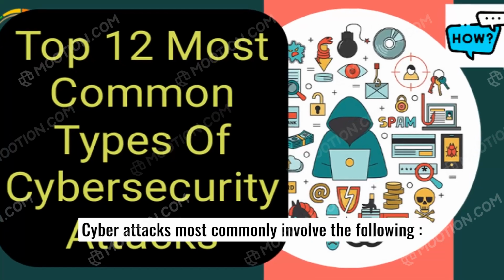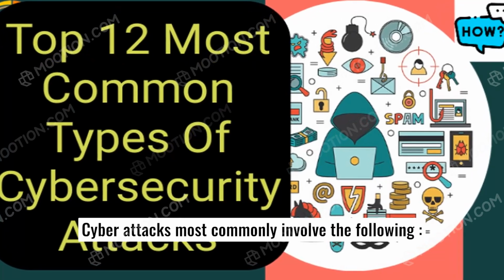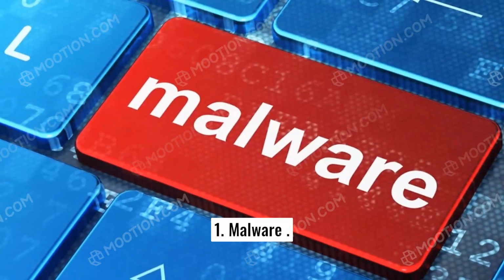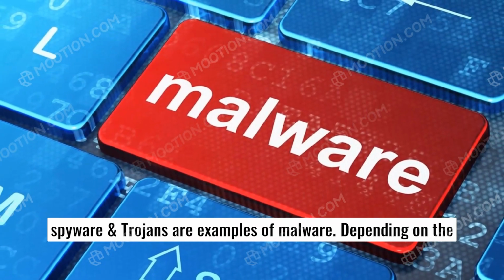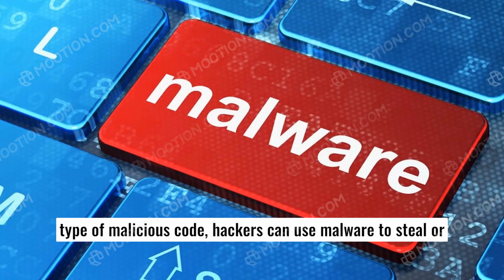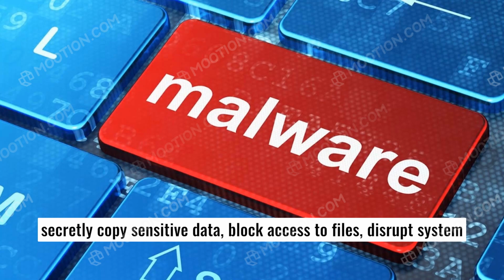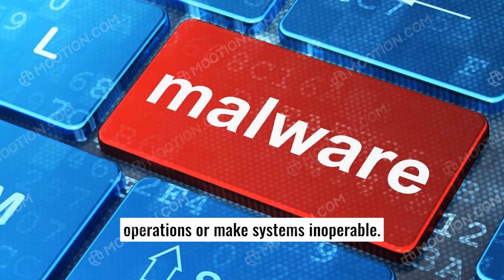Cyber attacks most commonly involve the following. 1. Malware. It is malicious software that attacks information systems. Spyware and Trojans are examples of malware. Depending on the type of malicious code, hackers can use malware to steal or secretly copy sensitive data, block access to files, disrupt system operations, or make systems inoperable.